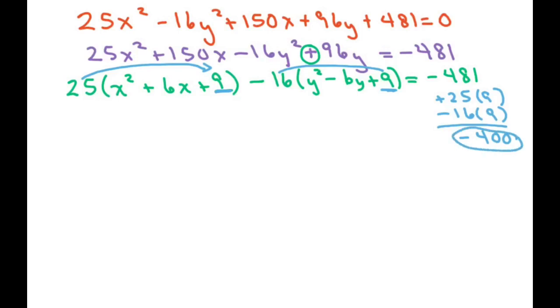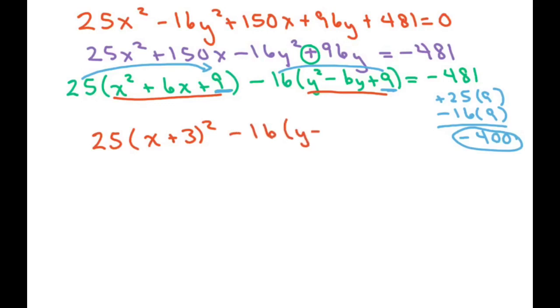All right, now we're going to go ahead and condense our perfect square trinomials. So we have 25 times x, and let's go ahead and condense this. This could be plus 3 squared minus 16. This would be y minus half of 6 is 3, so it's 3 squared equals negative 400.